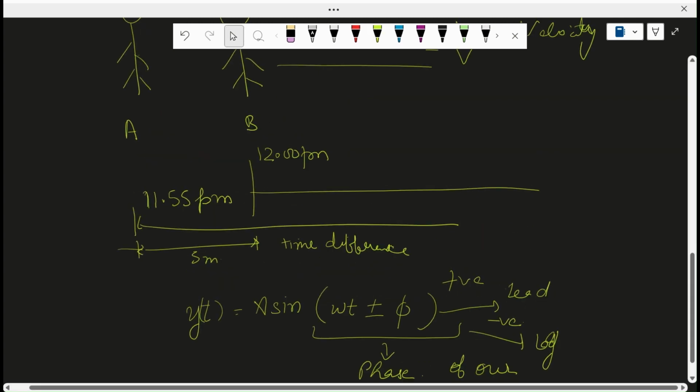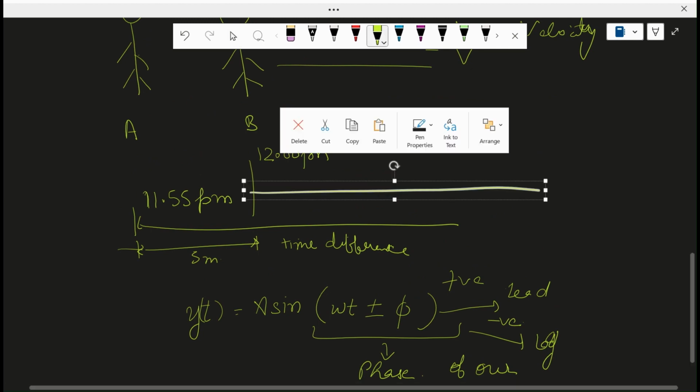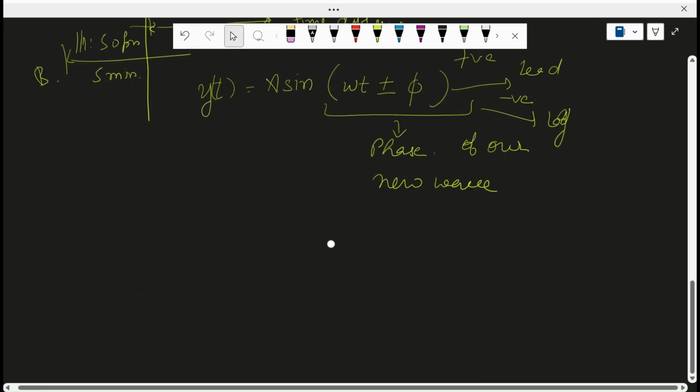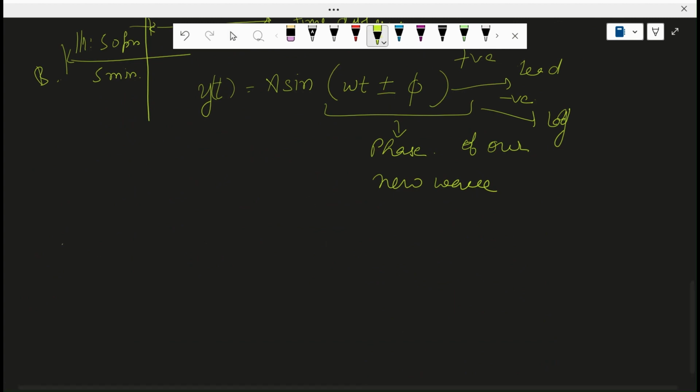Similarly, if our person B didn't start from here, but started from somewhere, say 11:50 p.m., then there will always be a lead of 5 minutes between B and A, and here it will be a lag with reference to the person A. So this is the phase difference. Now we will understand what is the path difference.